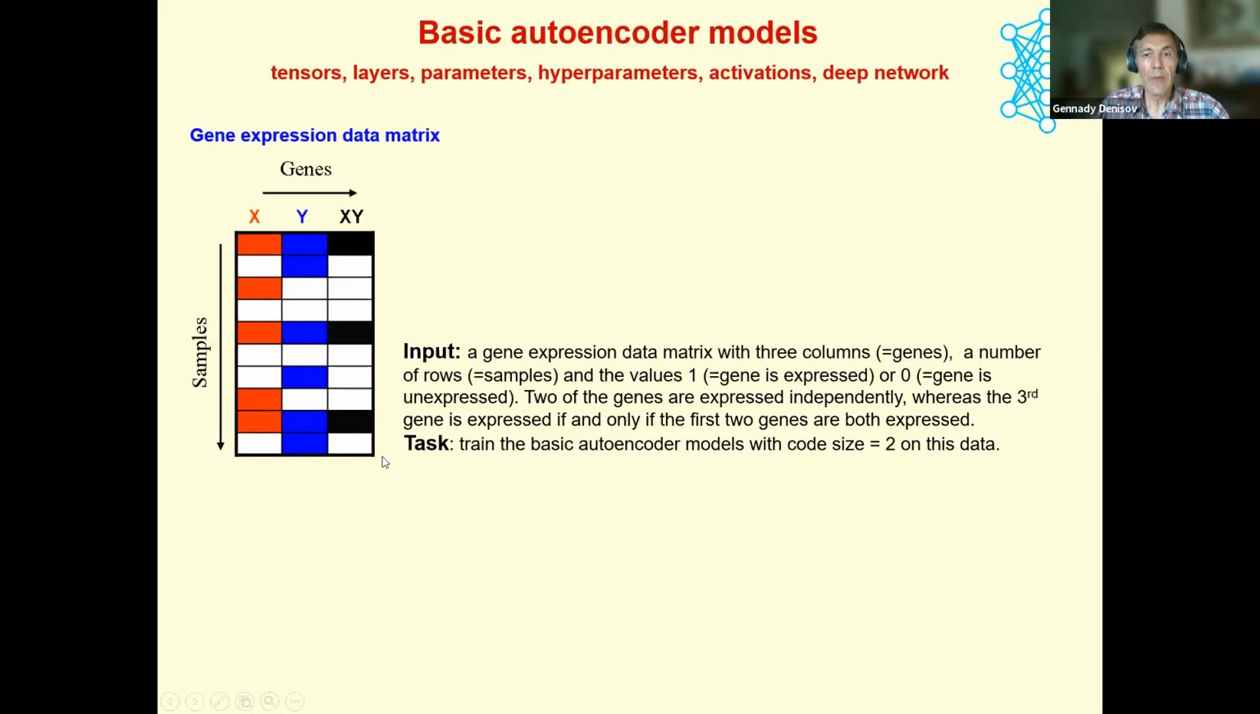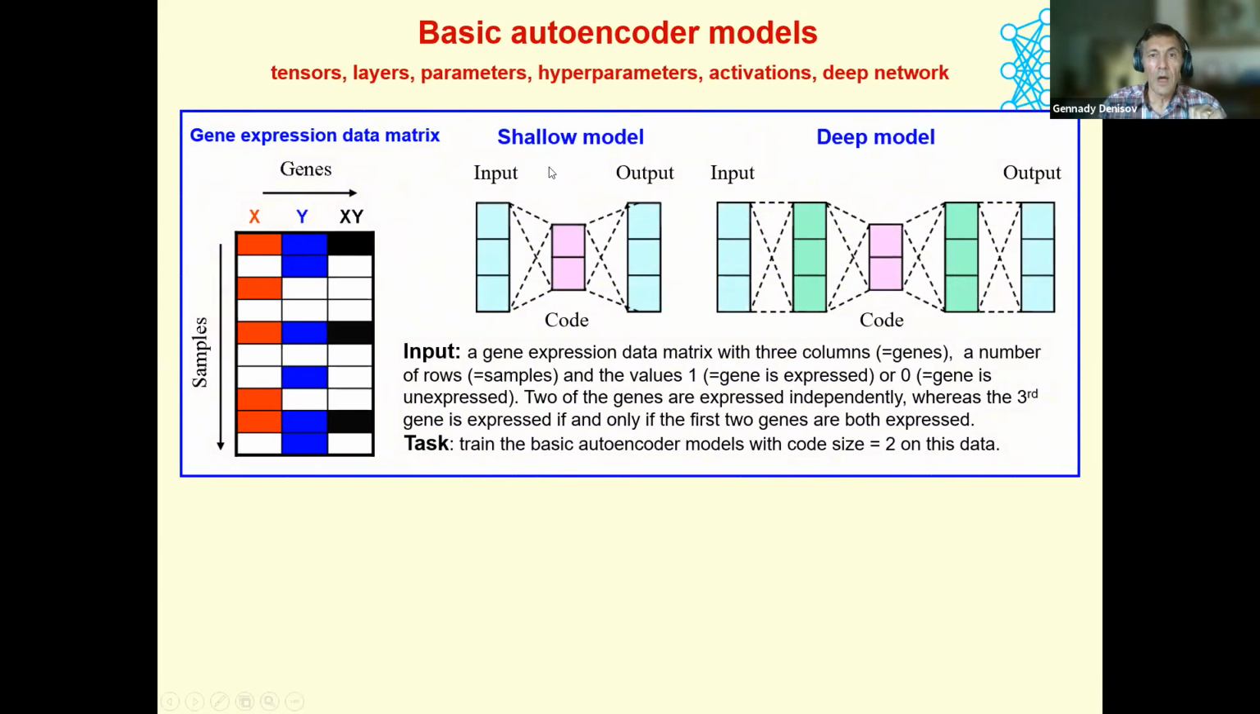The task of this example is to train a basic autoencoder model on this data. We will discuss 2 examples of autoencoder models. The first model is simpler, and you see it comprises a total of three data tensors: the input tensor, the output tensor, and the intermediate data tensor, which is actually the code tensor. The other model is more sophisticated. It has three intermediate data tensors.